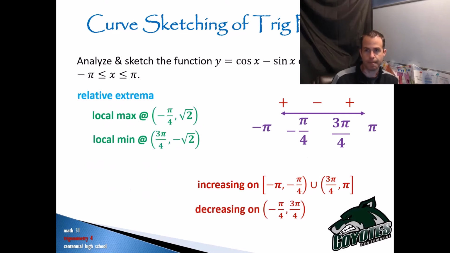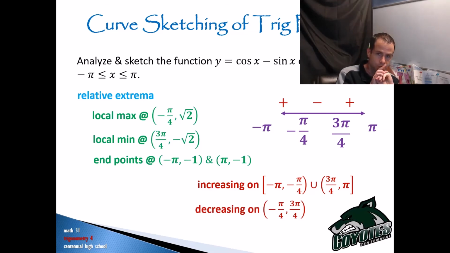All right. Now, I also have endpoints here of negative pi, comma, negative 1, and pi, comma, negative 1. Okay, I'm going to include that in this conversation because I want to make sure I accurately plot those. Okay. So that's 1, 2, 3, 4 points to plot, as well as the 3 intercepts that we've already plotted. So far I have 7 points that have to be plotted accurately.